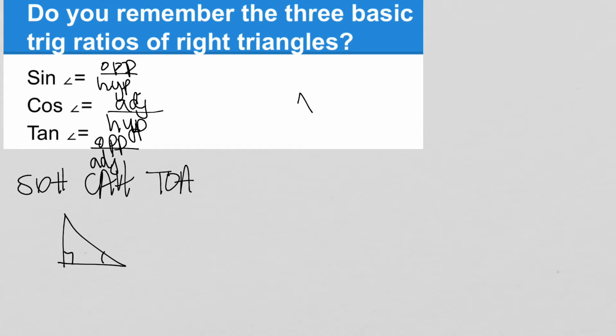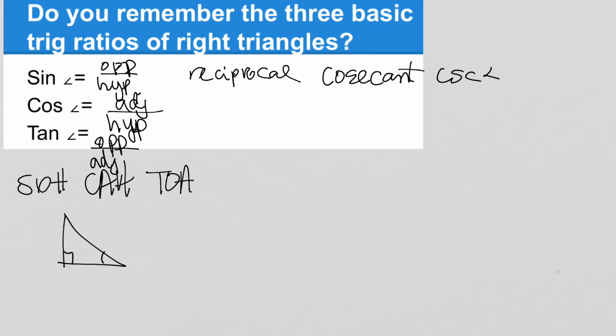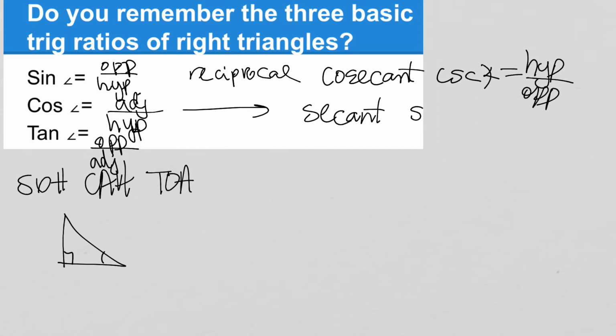Now we have reciprocal functions of these three. Reciprocals, meaning I'm just going to flip the fraction around. The reciprocal name for sine is cosecant, which is abbreviated CSC. So the cosecant of an angle would be hypotenuse divided by opposite. The reciprocal name for cosine is secant, abbreviated SEC. And again, we flip it around, hypotenuse over adjacent.